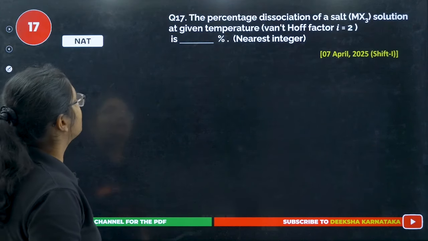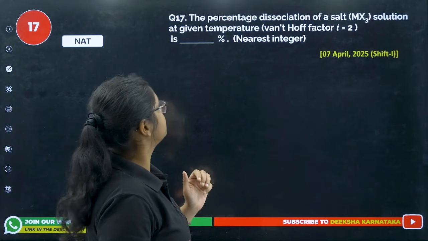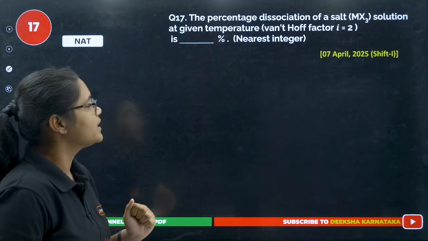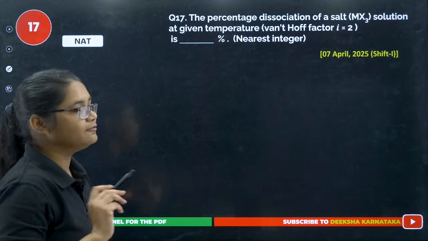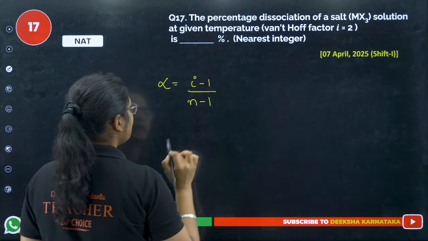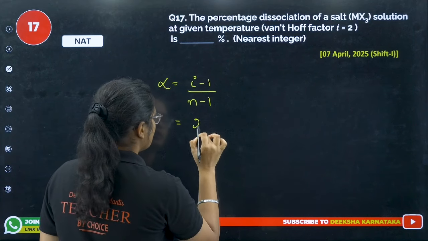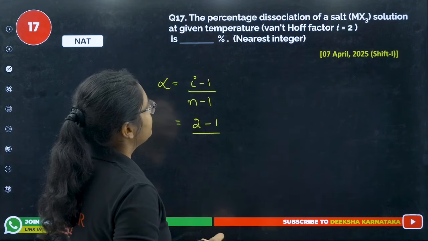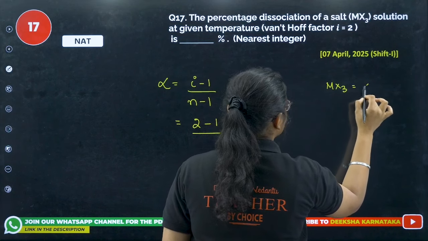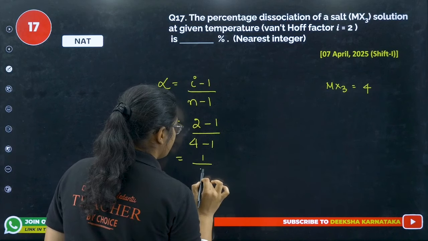Next, question number 17th here. The percentage dissociation of a salt MX3 solution at a given temperature is given. You have to find the percentage dissociation. So first we have to find alpha value. What's the formula of alpha? I minus 1 by n minus 1. Let's see, what is I value given to me? 2 minus 1. What is n value? For MX3, the number of ions produced will be 4. So 4 minus 1. So I have here 1 by 3.